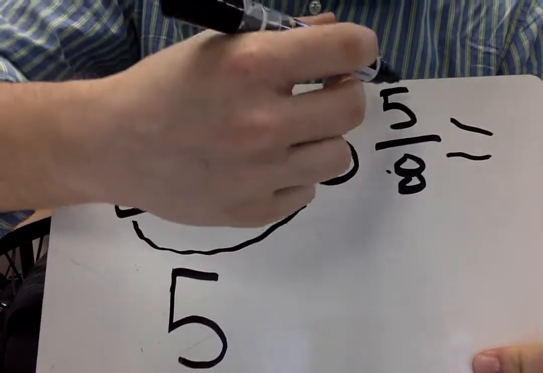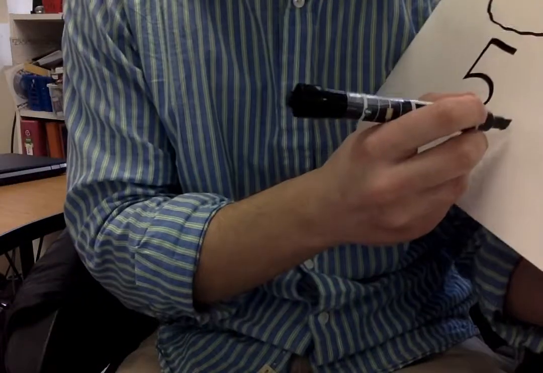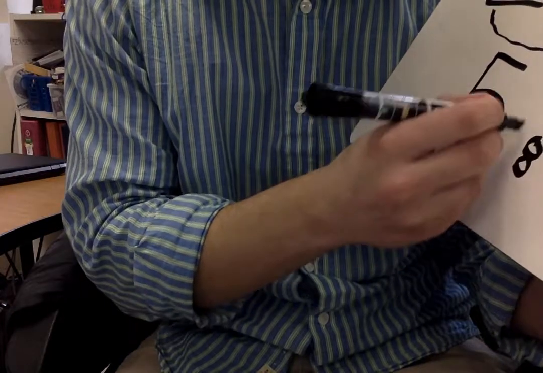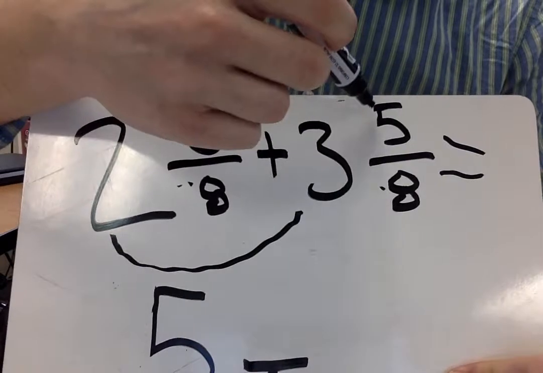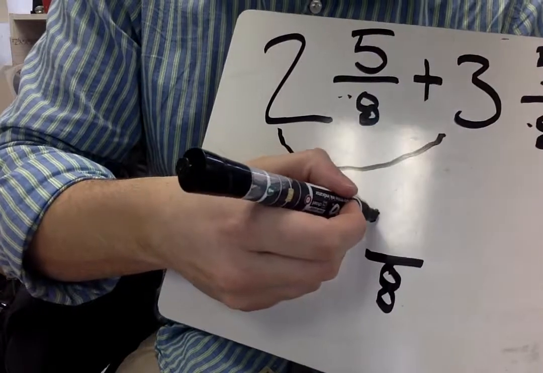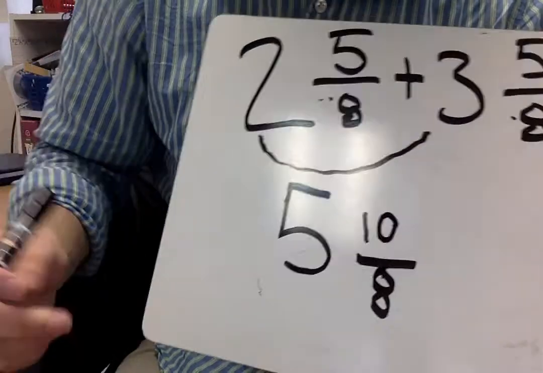5/8 plus 5/8. Well, I know my denominator is going to stay the same when I add fractions. My unit stays the same, so I'm still working in eighths. And 5 plus 5 is 10. I have 10/8.